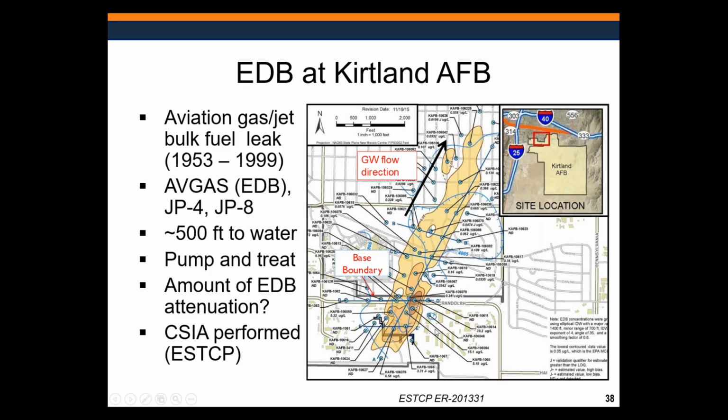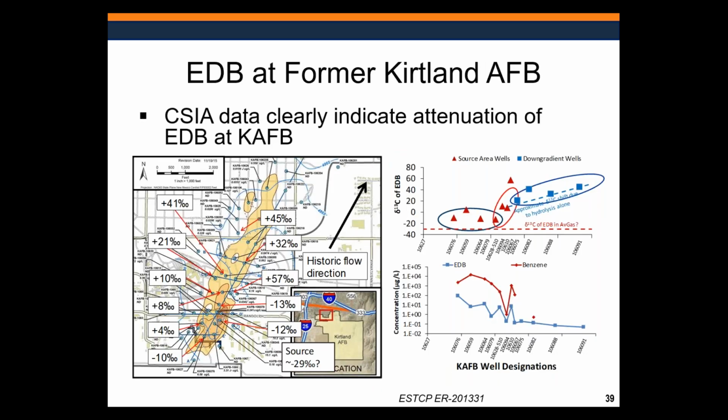But there was a lot of debate at one time about whether there was degradation going on of EDB in this plume. Could that be documented? And through an ESTCP project, CSIA was done, and that data set is one of the nicer ones that I've seen for a compound like this. And we see, again, here we are in the source area. We've got negative delta values in the source area. And then as we start to move down gradient, we get up into the range of positive 40 to positive 60. So you clearly see isotopic enrichment moving down gradient.